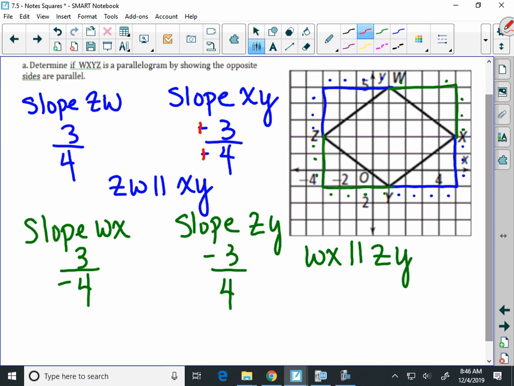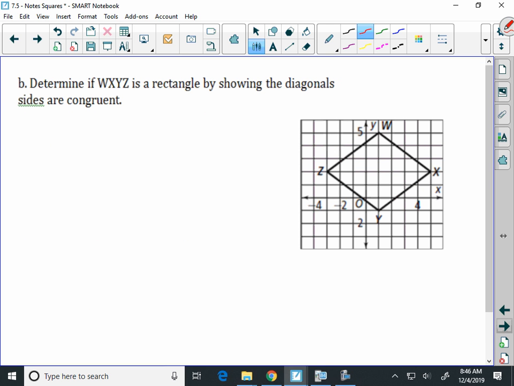Now that we've shown the parallelogram, we need to go to the rectangle. Determine if it's a rectangle by showing that the diagonals are congruent. The nice part on this one is, if we look at the distance of WY, which is where our first diagonal is, all we need to do is count. We don't even need the Pythagorean theorem: 1, 2, 3, 4, 5, 6, because it's a vertical line.